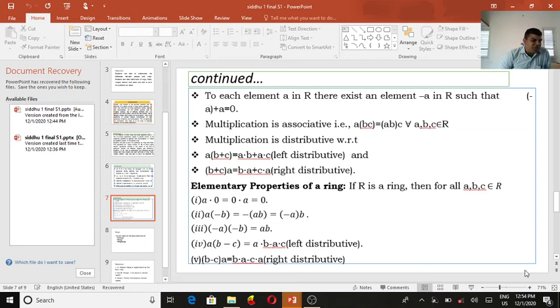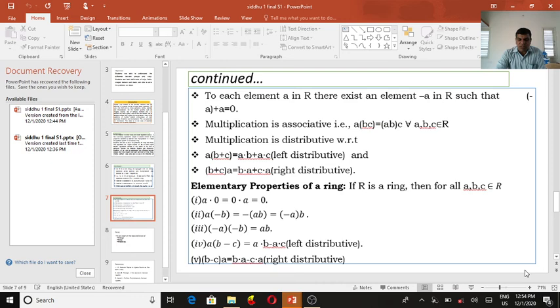Similarly we know this distributive property: a of b minus c should be equal to, using only the two properties, a of b plus of minus c. So ab plus a of minus c. So ab, and I take the minus sign outside, a into c. The distributive is over.